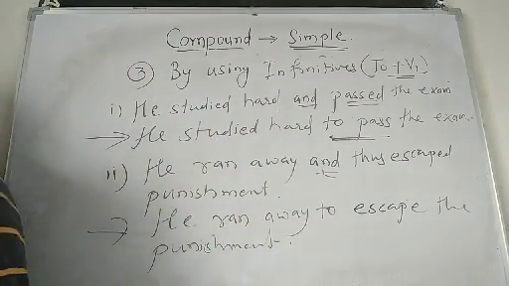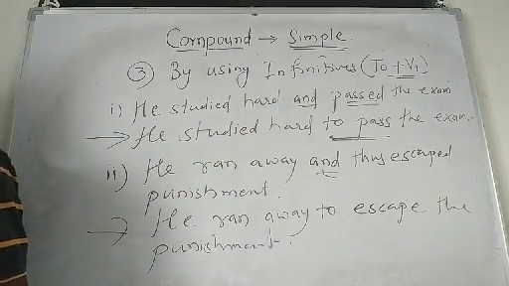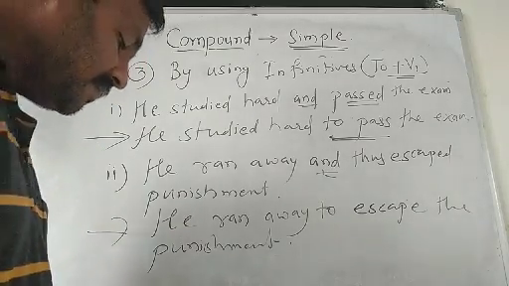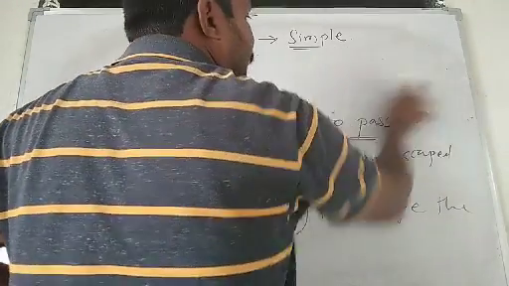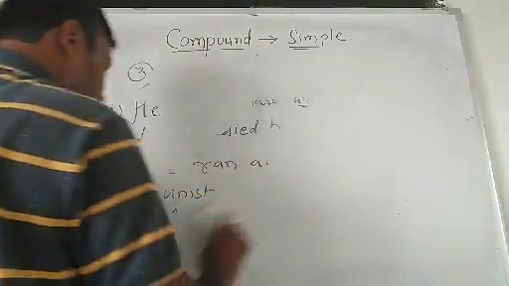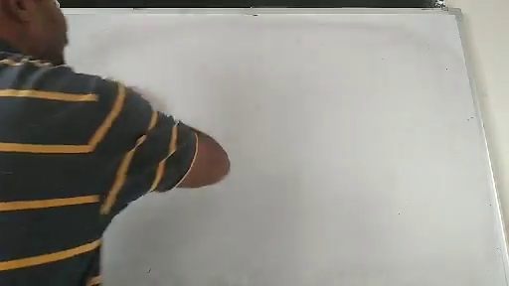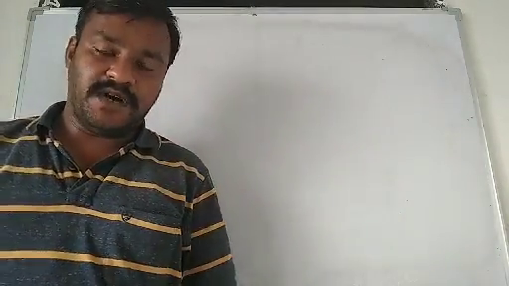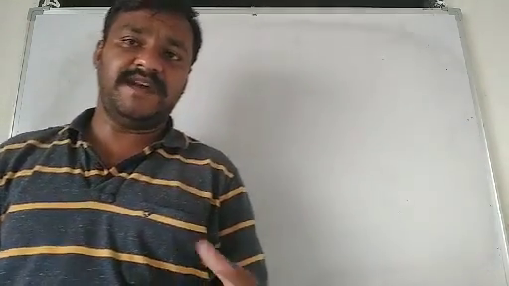So in three ways we have discussed how to change compound sentences into simple sentences. First way we discussed by using participles, the ing form. Second, by using prepositional phrases like "in spite of" and "besides". Now, third, by using the first form of verb, that is infinitive, "to" plus verb first form. In this way we have discussed.